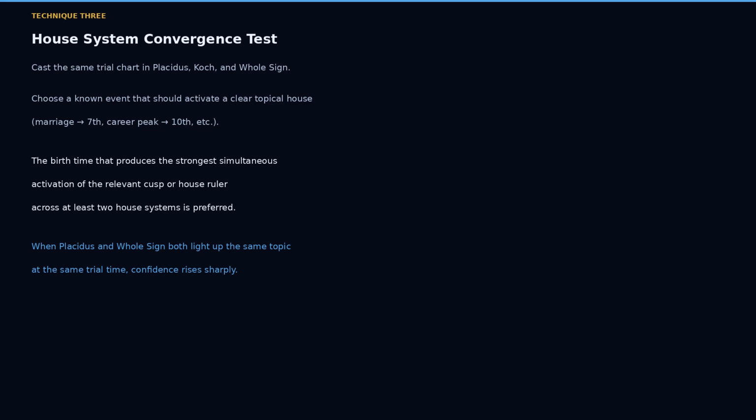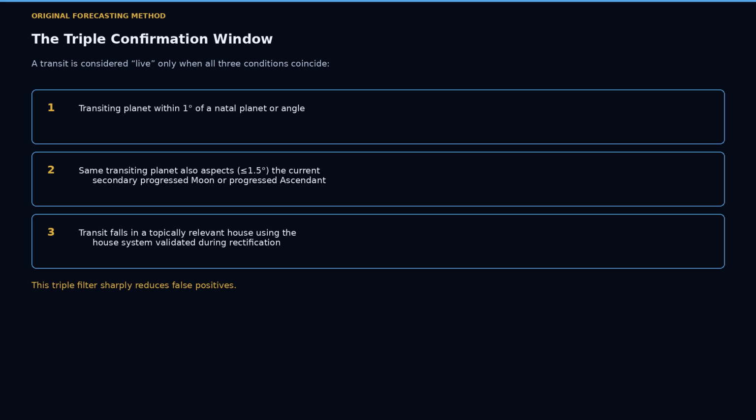Second, the same transiting planet is simultaneously in aspect, within 1.5 degrees, to the current secondary progressed moon or progressed ascendant. Third, the transit falls in a house that is topically relevant to the expected manifestation, using the house system that performed best in the rectification phase. This triple filter dramatically reduces false positives. Outer planet transits that satisfy all 3 conditions have, in practice, shown a far higher hit rate for concrete external events than single-factor timing.